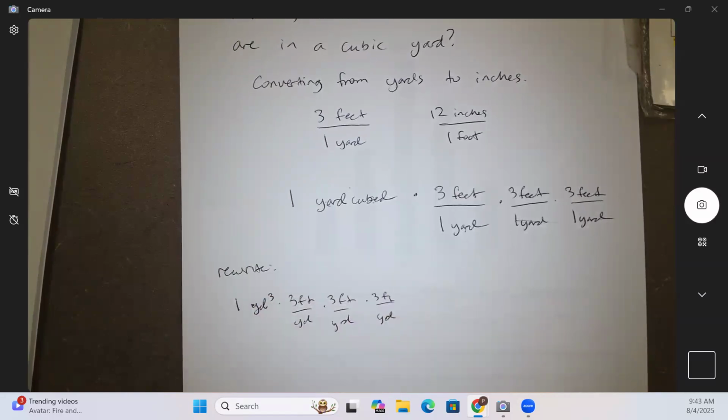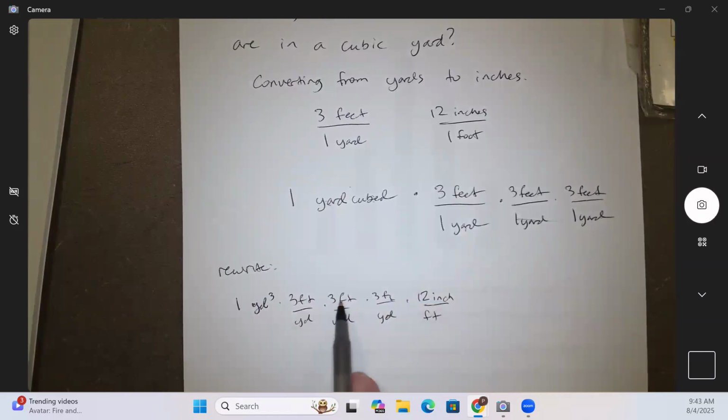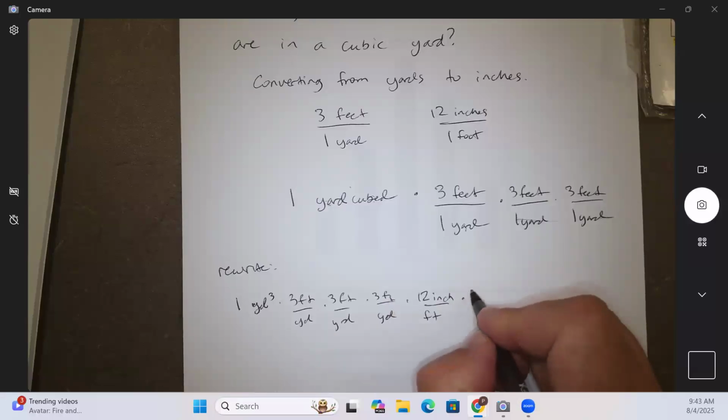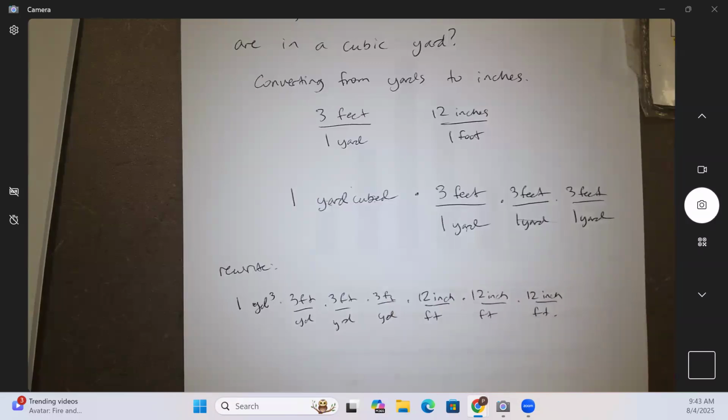Cool. That'll allow me to get it from cubic yards to cubic feet, but I need to get it to inches. Well, there are 12 inches per foot, but how many feet units do I have to take care of? I have to do it 3 times. So I just list it 3 times.